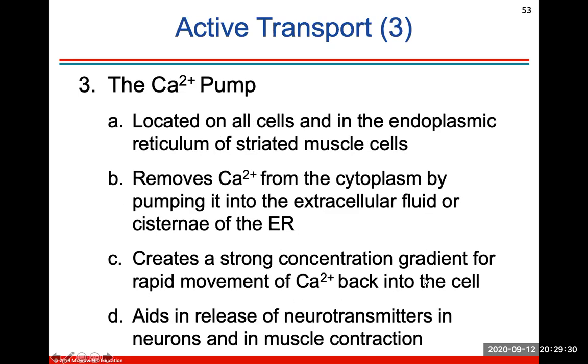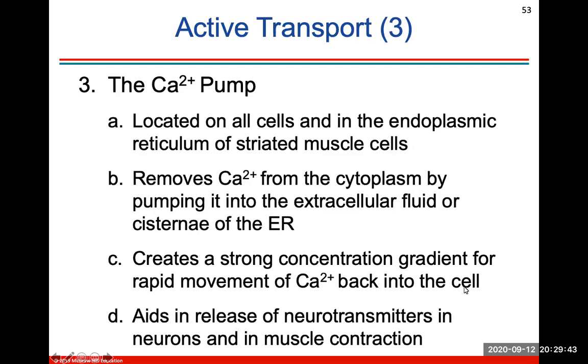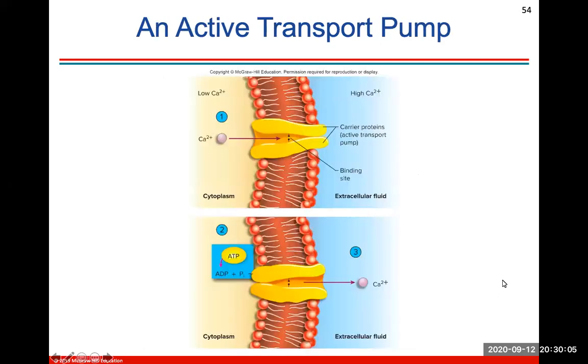So what does this mean? Hydrolyzation means the ATP will be broken apart. And when it's broken apart, one of its phosphate groups will activate a pump to help get something through the membrane. The calcium pump is located on all cells and in the endoplasmic reticulum of muscles. It will remove calcium from the cytoplasm by pumping it into the extracellular fluid, and it will create a strong concentration gradient for rapid movement of calcium back into the cell. It helps to aid in the release of neurotransmitters in neurons, but also in muscle contraction.